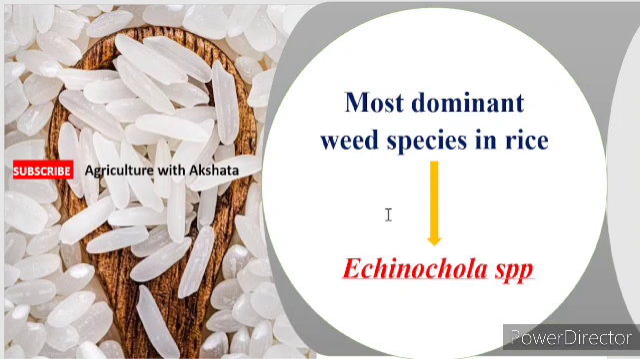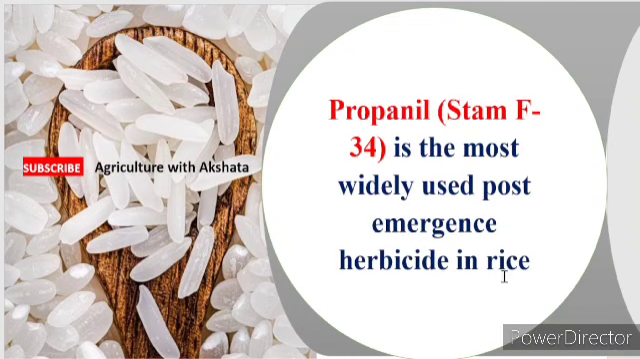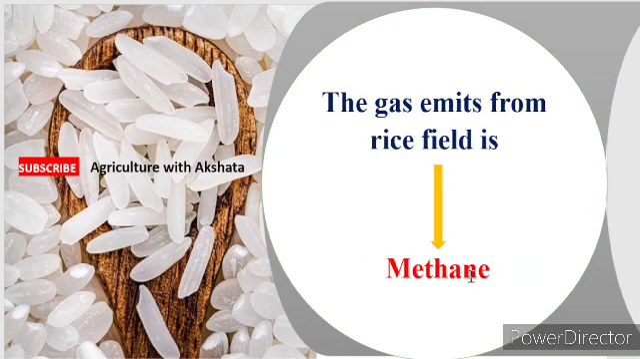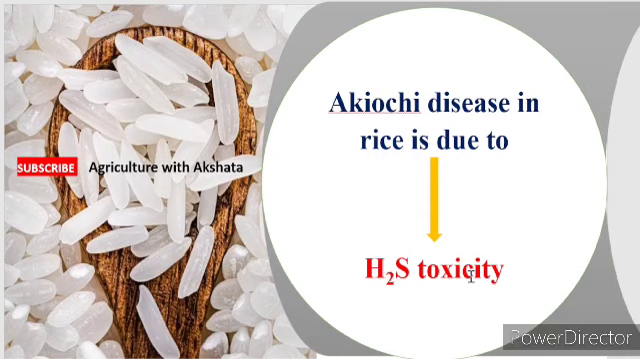The most dominant weed species in rice is Echinochloa species. Propanil or Stam F34 is the most widely used post-emergence herbicide in rice. White eye of rice is due to iron deficiency. The gas which emits from the rice field is methane. Acute disease in rice is due to hydrogen sulfide toxicity.